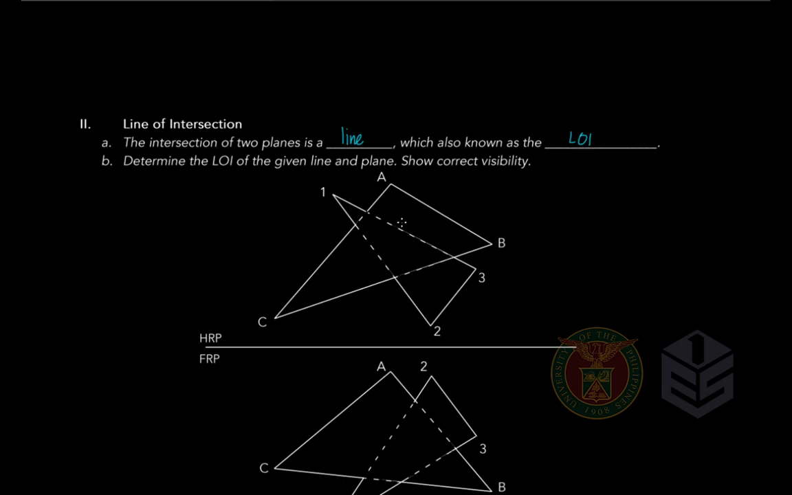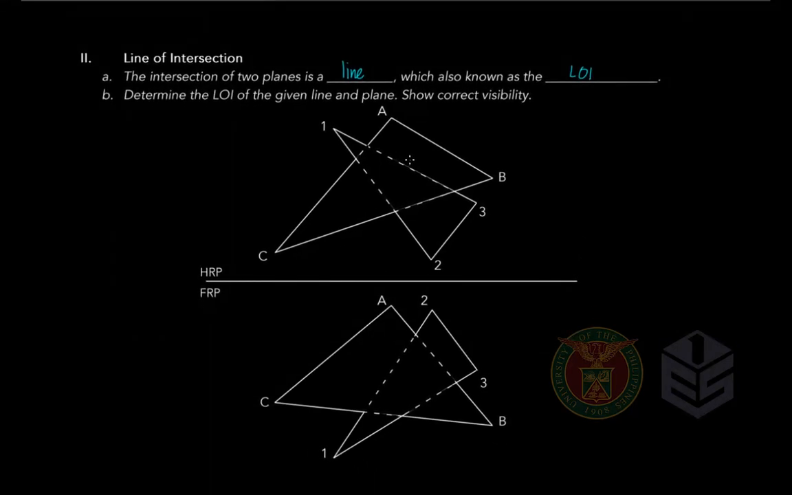Okay, so now let's go to part B. So we are to determine the LOI of the given line and plane. And I think this is a typo, because a line and a plane does not give you an LOI, it gives you a piercing point. As we've discussed in the previous video, this is supposed to be the LOI of the given planes now, because only two planes, the intersection of two planes, can give you the line of intersection. Okay, and we are to show correct visibility.